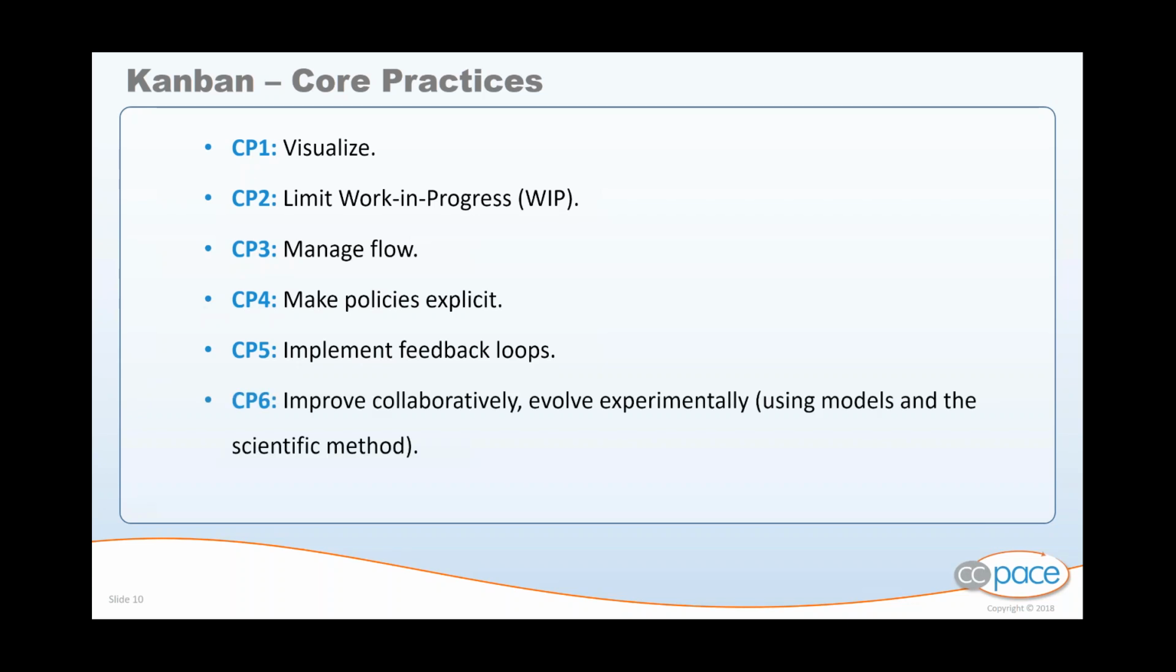And the sixth one, improve collaboratively, right? This is about getting everybody involved because people that are doing the work are going to have ideas on how to make things better. And you can try little changes and see how they work. You've got your feedback loop, so if they don't work, try something else. And I really like that feeling that we're evolving experimentally to see what works for our organization.